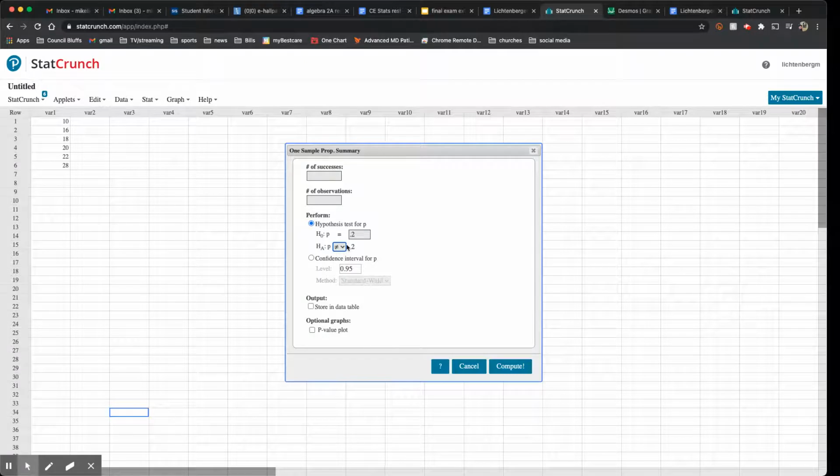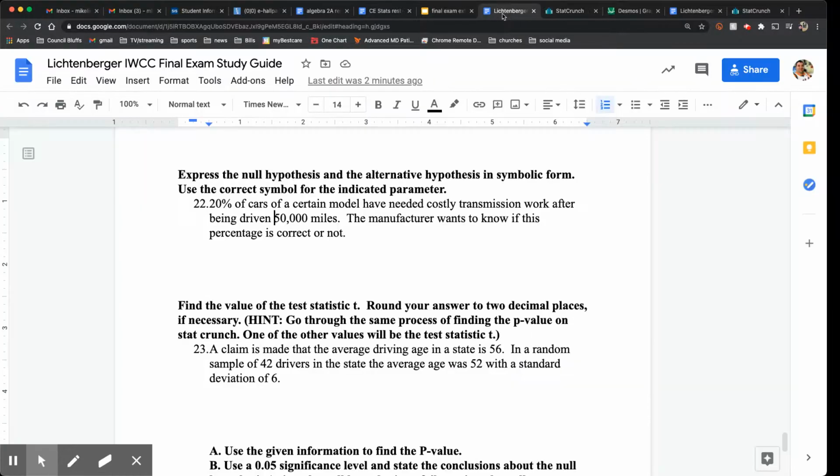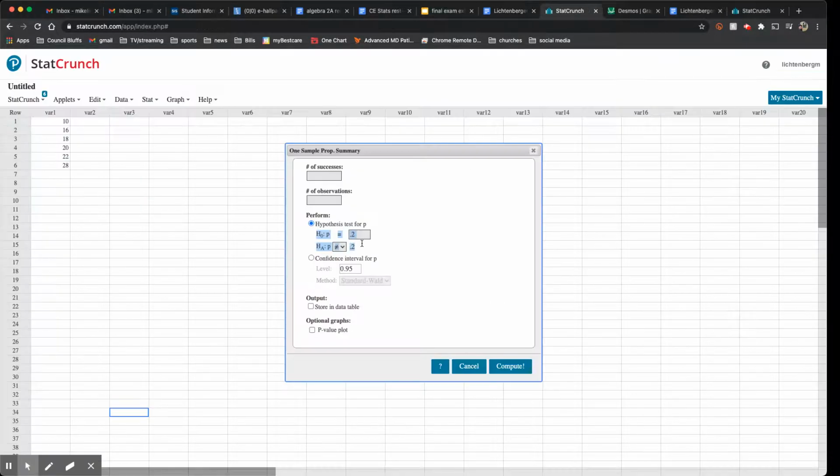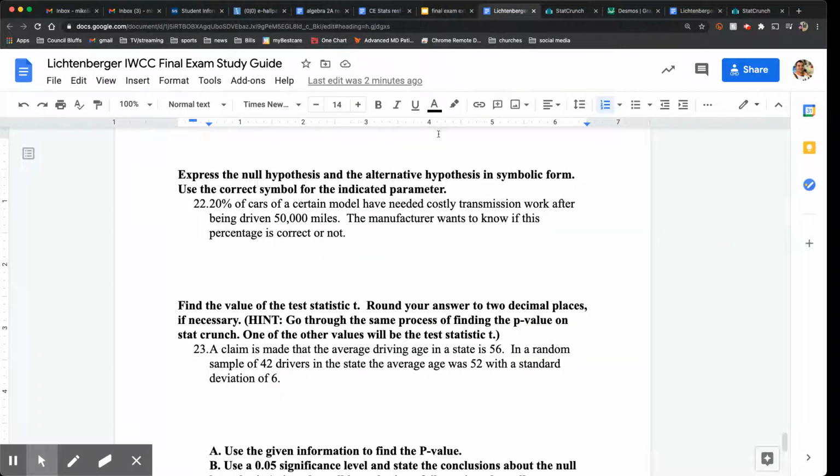So if we were going to do a hypothesis test, this is what we would put in here. So this right here is your answer to number 22. What I just highlighted on my screen here. That is the answer to number 22.